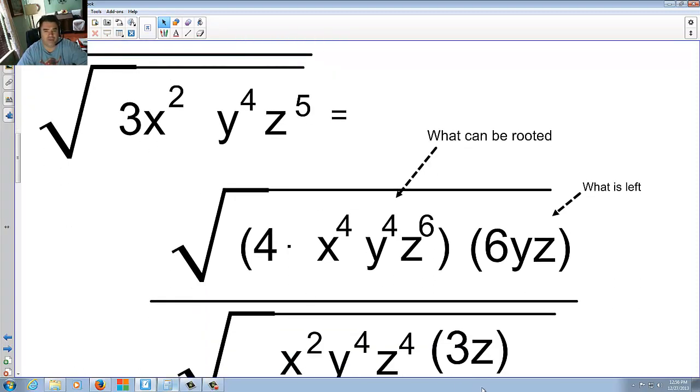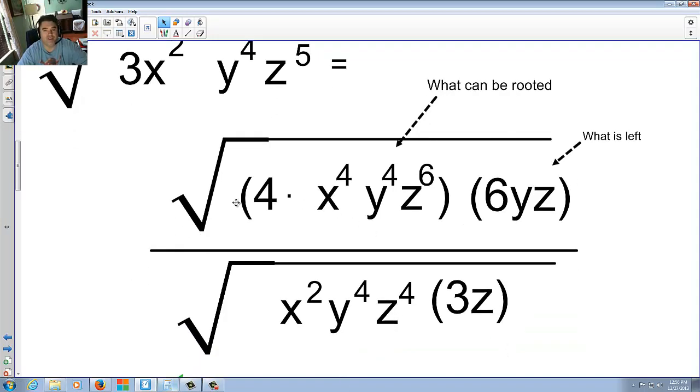On the bottom, 3 is going to be left behind. X squared, I can root out. Y to the 4th, I can root out. Z to the 5th, 4 of them I can get out, but 1 z is going to stay. So from here, the 4 becomes a 2.